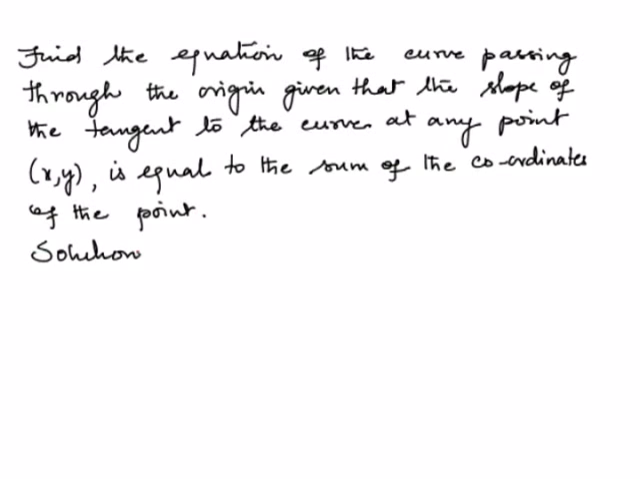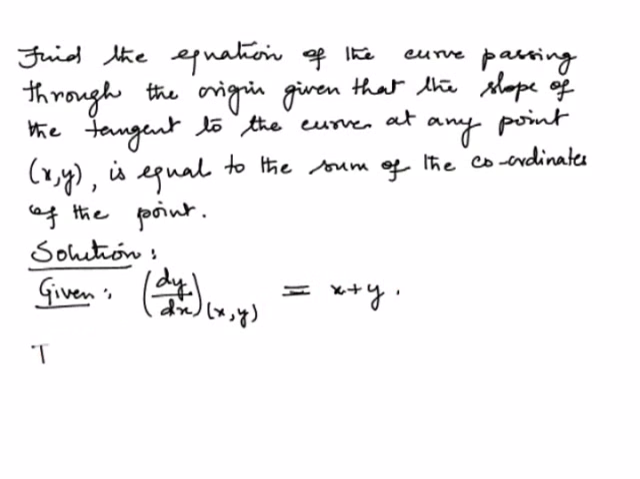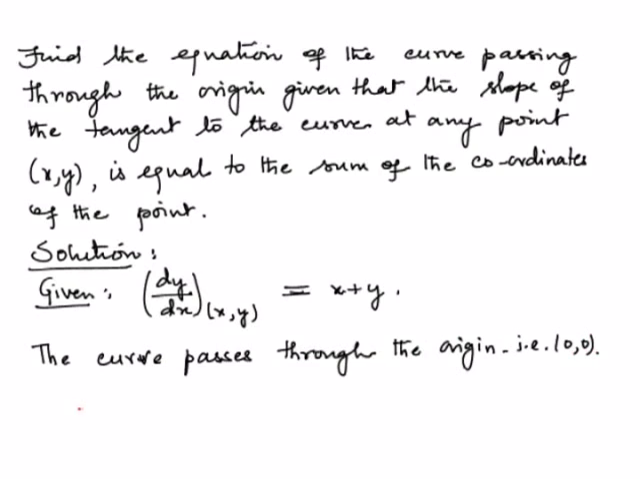Now, how are we going to proceed? Let us write what is given first. The curve passes through the origin, that is (0, 0), and the equation is given to be dy by dx at (x, y) is equal to x plus y. So, from here we arrive at dy by dx minus y is equal to x. That tells us P is equal to minus 1 and Q is equal to x.